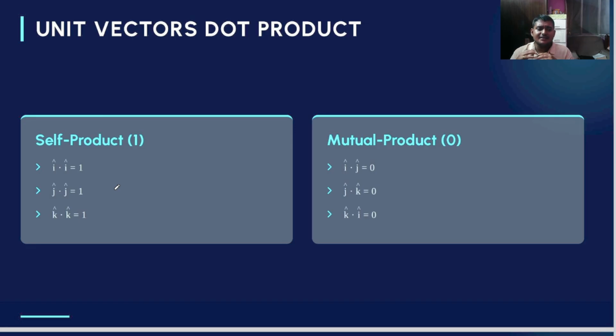So from here we are saying that i dot i is 1, j dot j is 1, k dot k is 1, meaning i cap dot i cap is 1, j cap dot j cap is 1, k cap dot k cap is 1. Self products are always 1, and the mutual products, i cap dot j cap is 0, j cap dot k cap is 0, k cap dot i cap is 0. Other than the self products, all the products are 0 in the dot product.